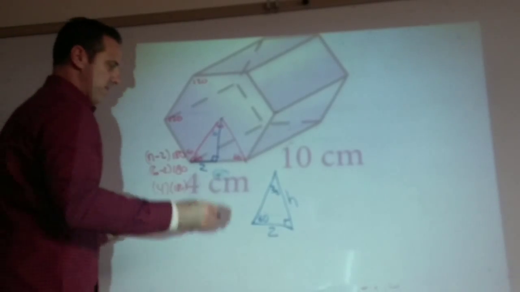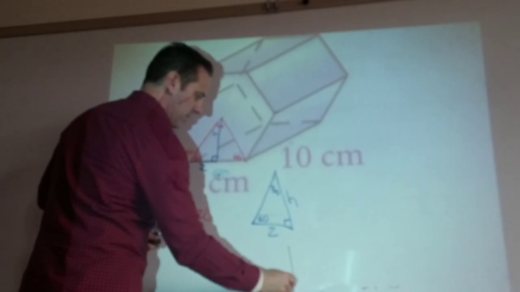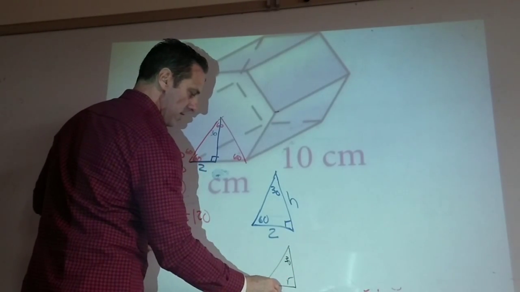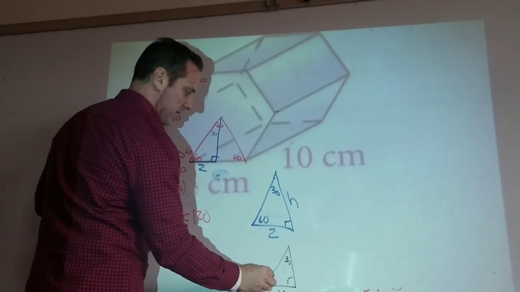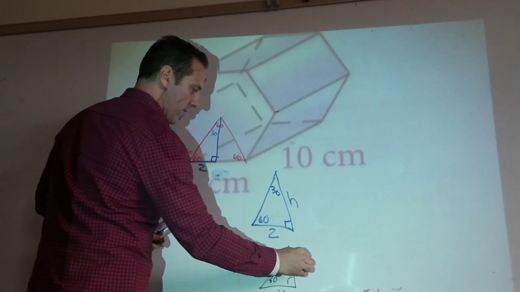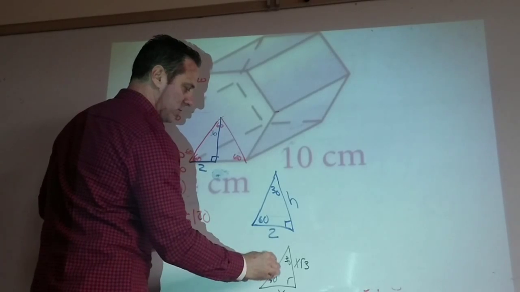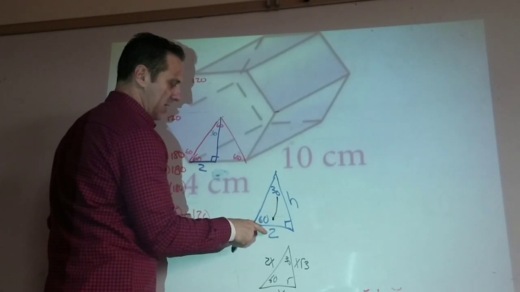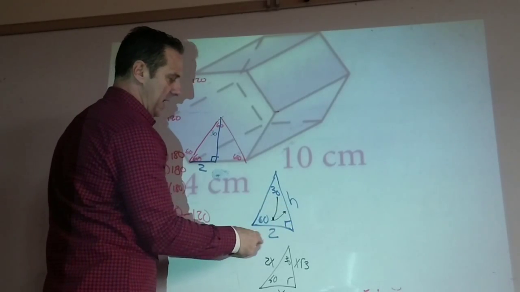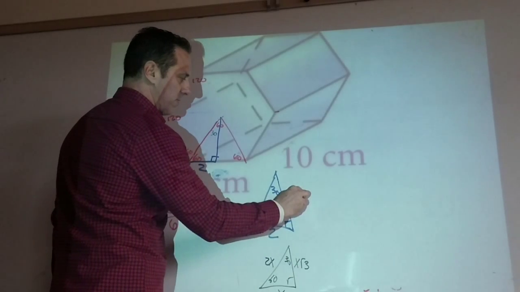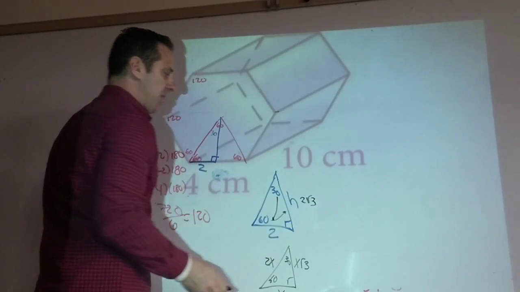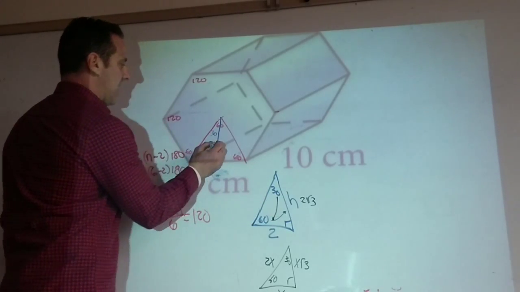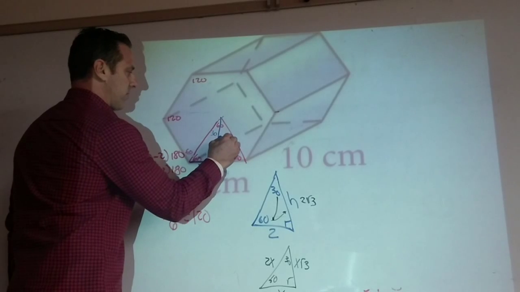If you guys remember, on a 30, 60, 90 triangle, there's a small side, which is x. There's a medium side, which is x square root of 3. And there's a large side, which is 2x. So since this is across from the 30, this is the small, and we want the medium. So you need to multiply that by the square root of 3. So by using the 30, 60, 90 triangle ratios, I can find out that this height here is 2 square root of 3.